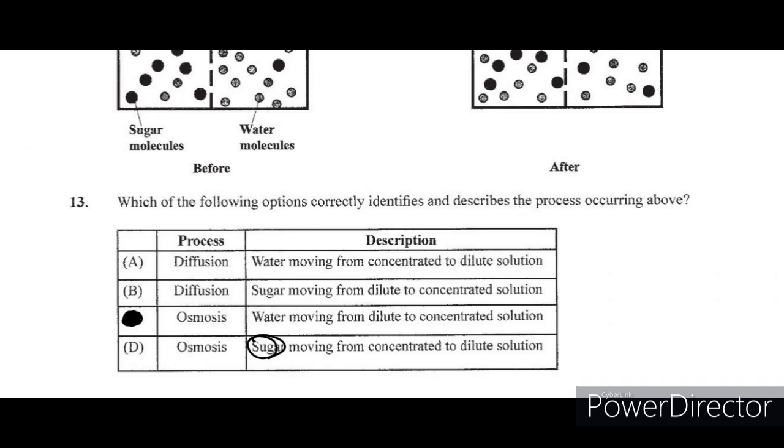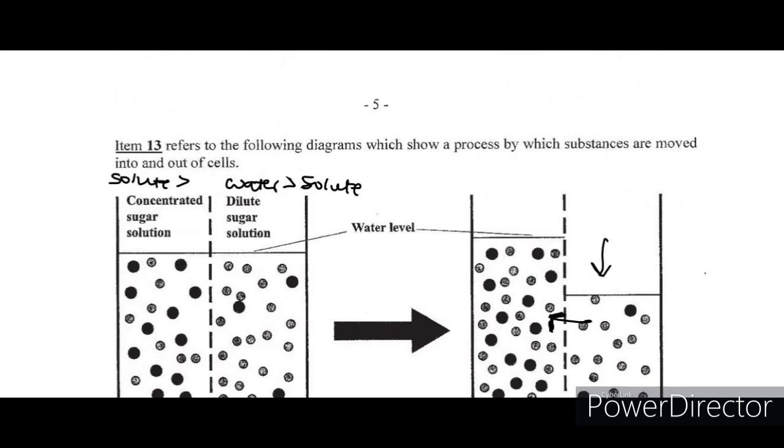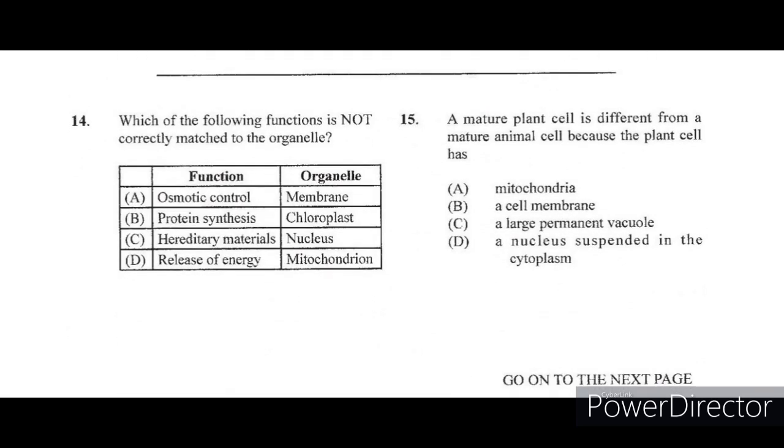All right, so let's move down now to question 14. Which of the following functions is not correctly matched to the organelle? Osmotic control, the membrane, that's true. Protein synthesis, the chloroplast. Hereditary materials are kept in the nucleus. And the release of energy, yes, the mitochondria. So this is correct, this is correct, and this is correct. I believe the ribosomes are responsible for protein synthesis.